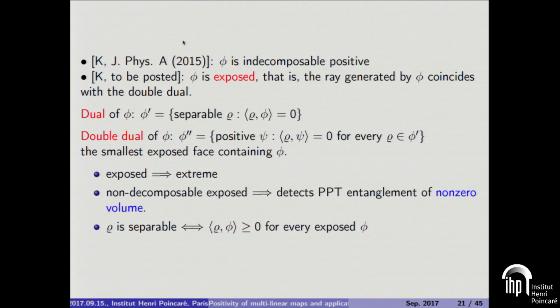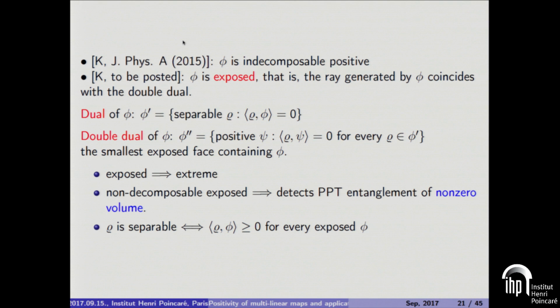So of course exposedness is a stronger notion than just extremity. And this is very important in quantum information theory, because every non-decomposable exposed map may detect PPT entanglement of non-zero volume. So a just extreme non-decomposable positive map may detect only PPT entanglement with volume zero. So in a sense, it detects non-trivial entanglement.